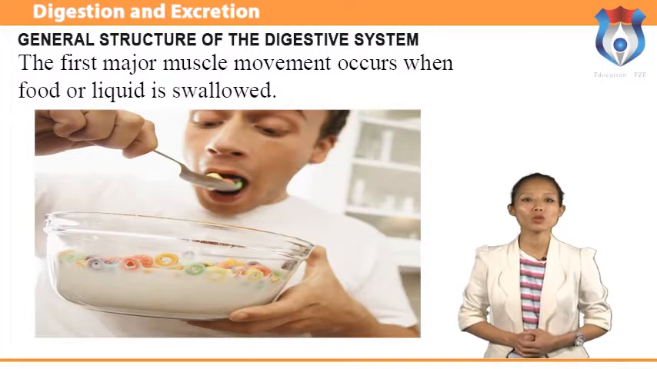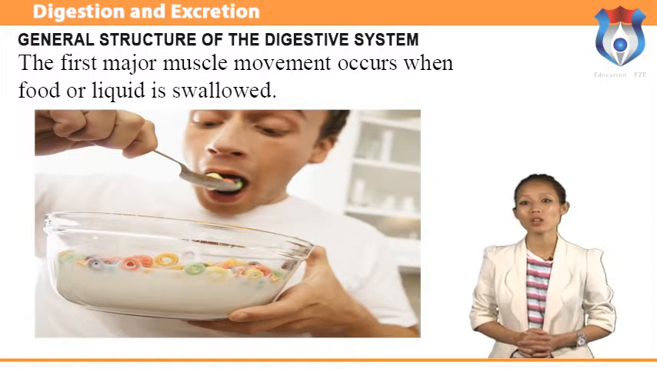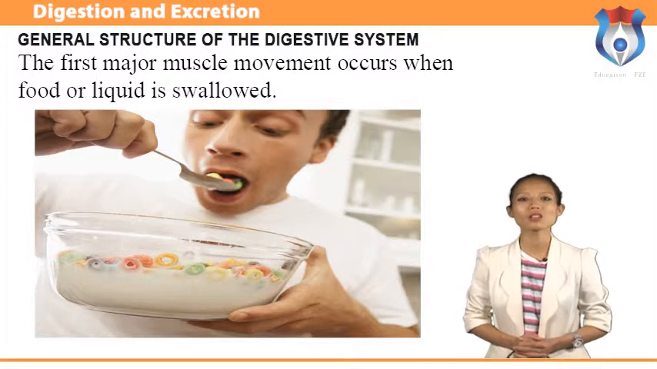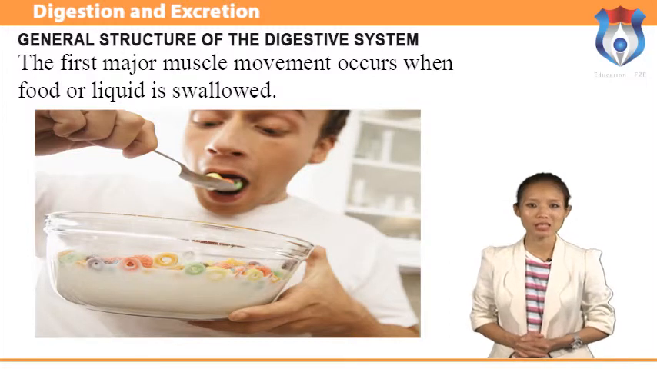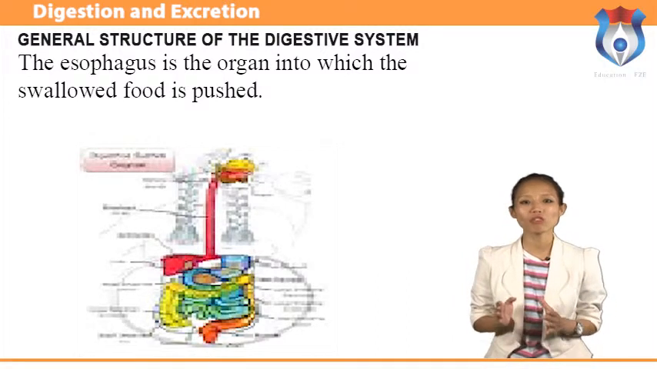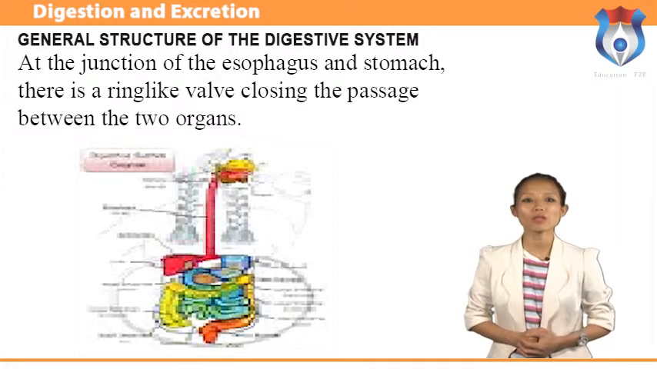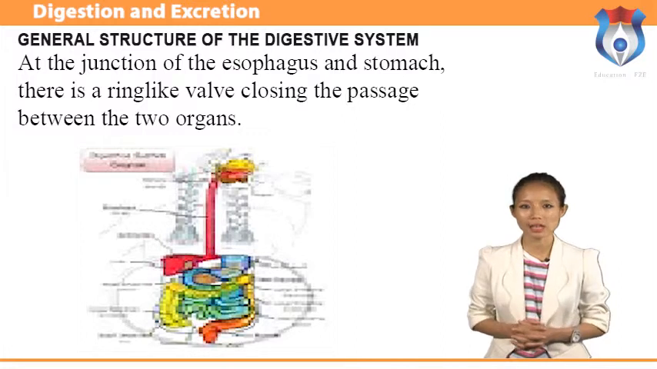These waves of narrowing push the food and fluid in front of them through each hollow organ. The first major muscle movement occurs when food or liquid is swallowed. Although we are able to start swallowing by choice, once the swallow begins, it becomes involuntary and proceeds under the control of the nerves. The esophagus is the organ into which the swallowed food is pushed. It connects the throat above with the stomach below. At the junction of the esophagus and stomach, there is a ring-like valve closing the passage between the two organs. However, as the food approaches the closed ring, the surrounding muscle relaxes and allows the food to pass.